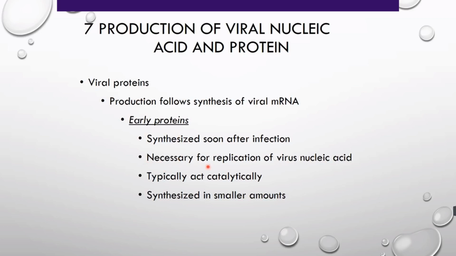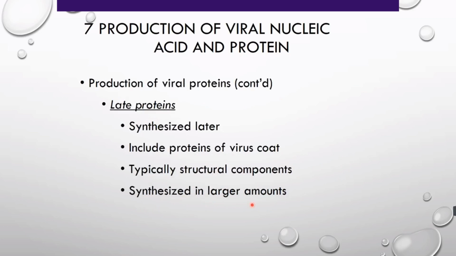These are necessary for replication of viral nucleic acids. They tend to act catalytically, and they're usually synthesized in smaller amounts. Late phase proteins are synthesized later, and these usually include proteins involved with the virus coat. In other words, they're structural components, and they're usually synthesized in very large amounts. The more the virus can produce, the more assembly of actual virions can occur, and the more viruses will leave the host itself.